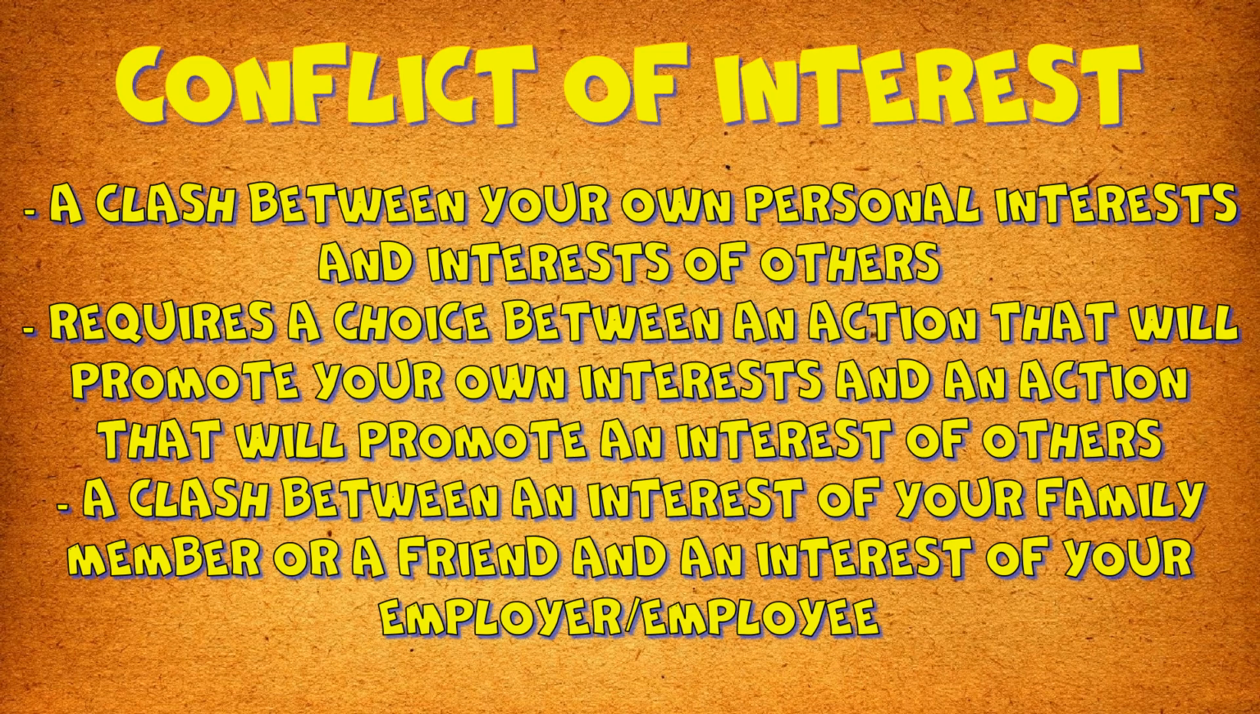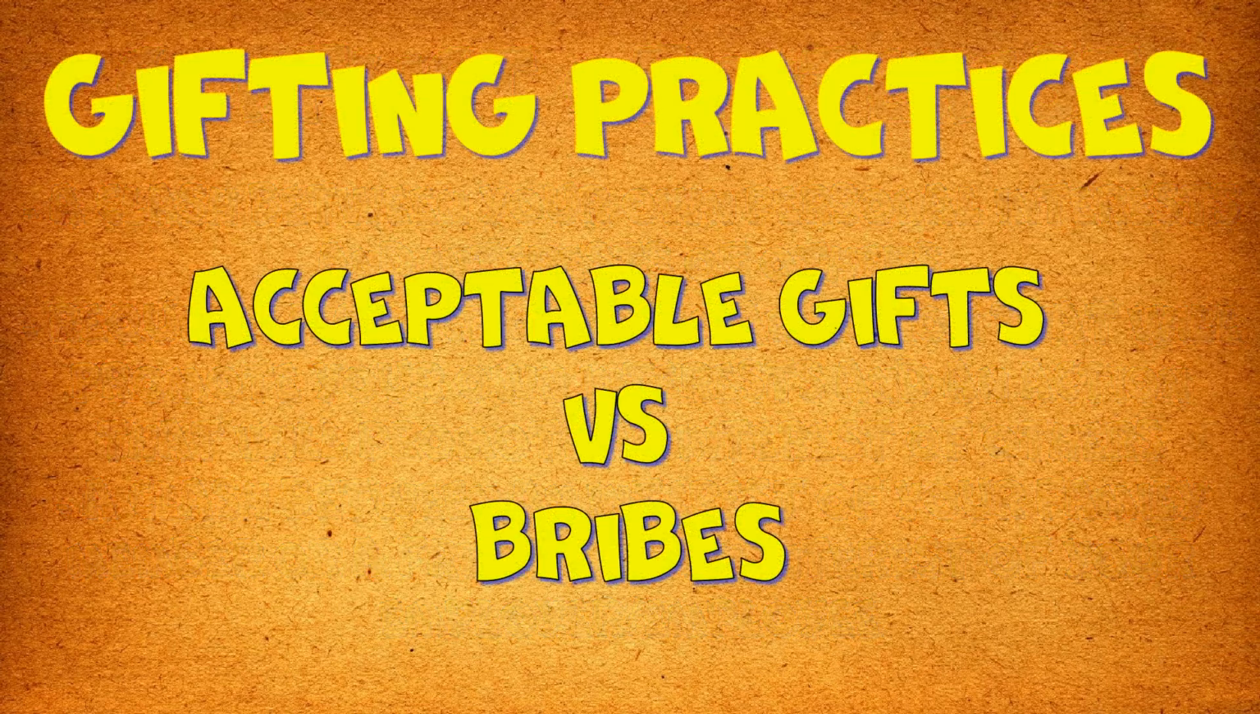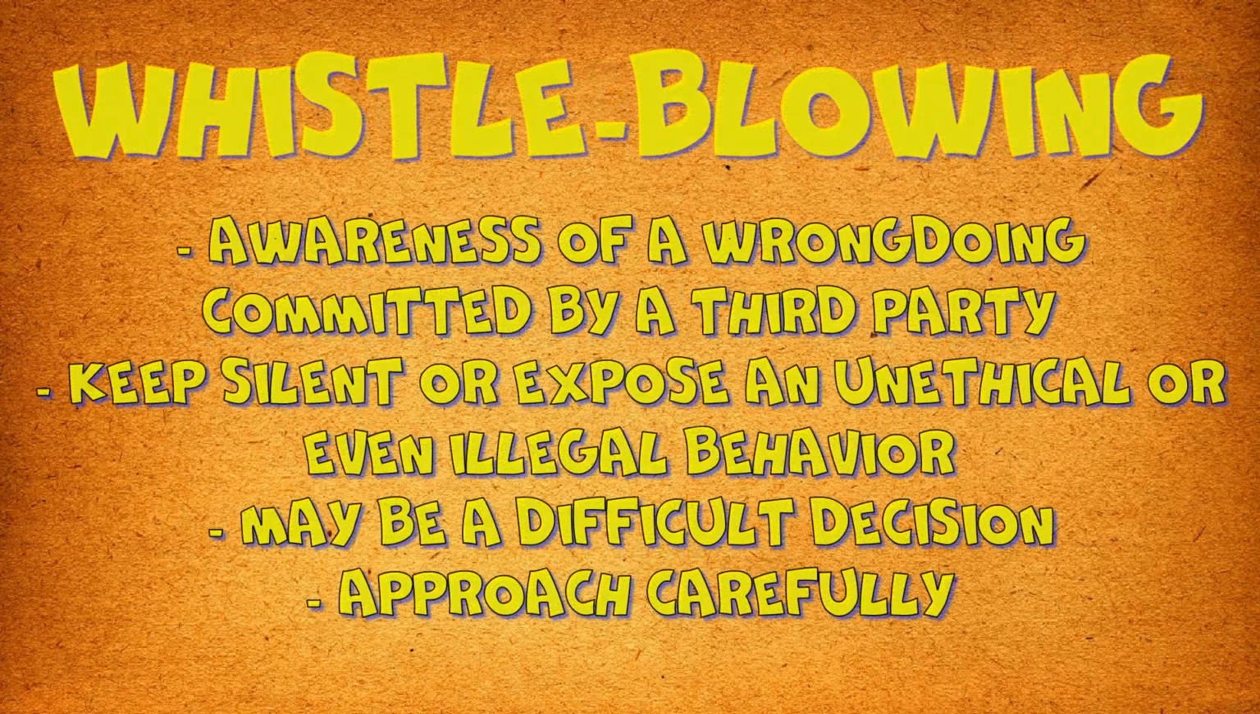At times, you will have to choose between an interest of your own friend or a family member and your employee or employer. Another example is gifting practices. It is important to be able to identify an acceptable gift, as under certain circumstances, a gift may be seen as a bribe. You might also encounter a situation when you become aware of a wrongdoing committed by a third party, and you will have to decide whether to keep silent or expose an unethical or even illegal behavior. In other words, become a whistleblower. That may be a difficult decision which must be carefully evaluated before being made.